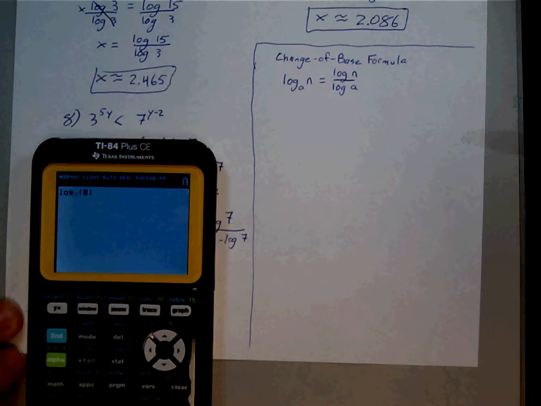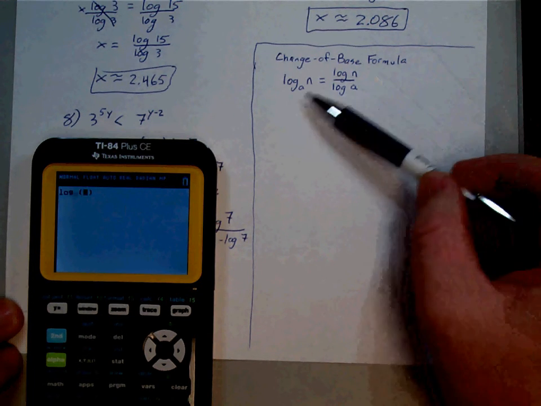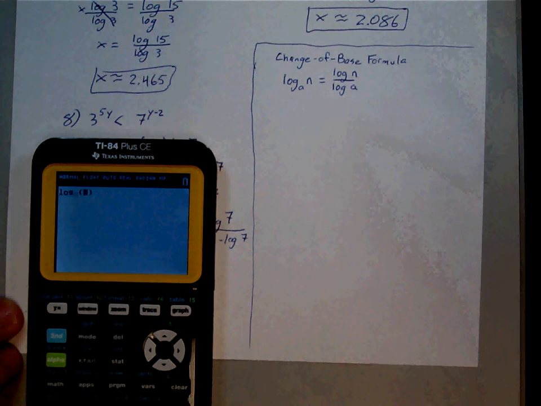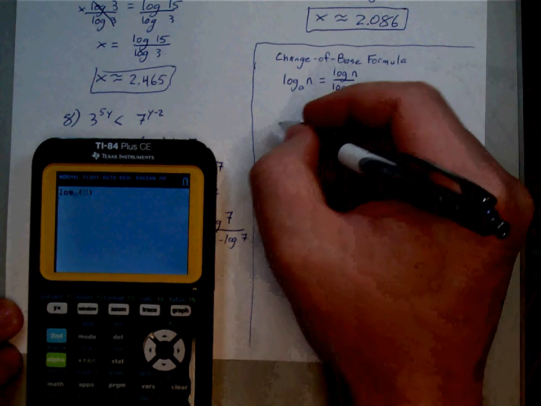You have to remember which number goes to the top, which number goes to the bottom. I always say base to the bottom. The base number was a, that's the one that went to the bottom. Base to the bottom, so the n went to the top. So let's practice it.